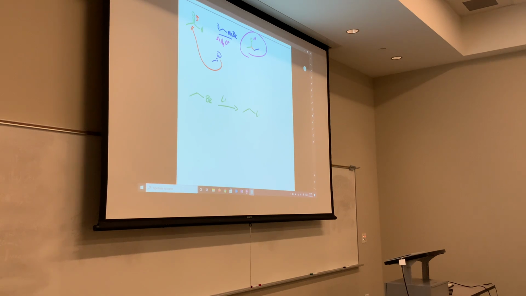Got it? Now we're going to see organolithiums come up again later towards the end of the semester when we talk about coupling reactions. But for the moment, they're going to behave the same way as Grignard reagents for us. Powerful bases, powerful nucleophiles.